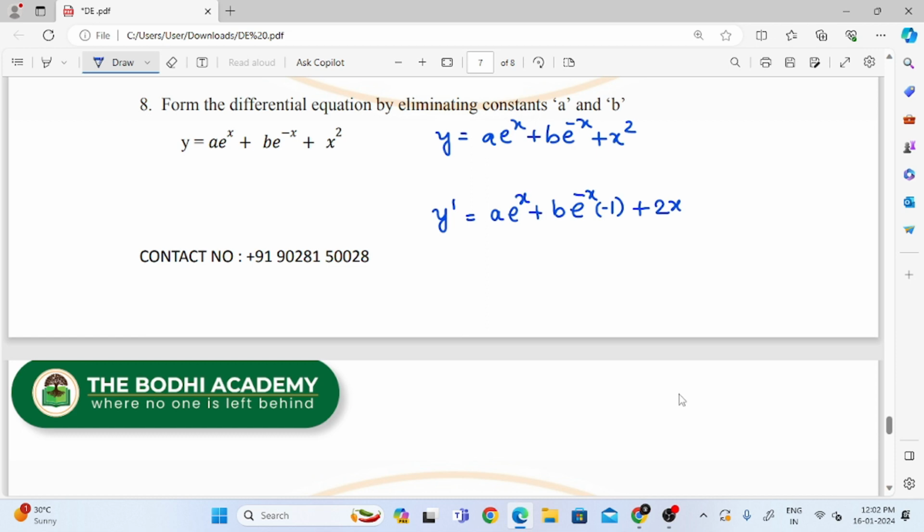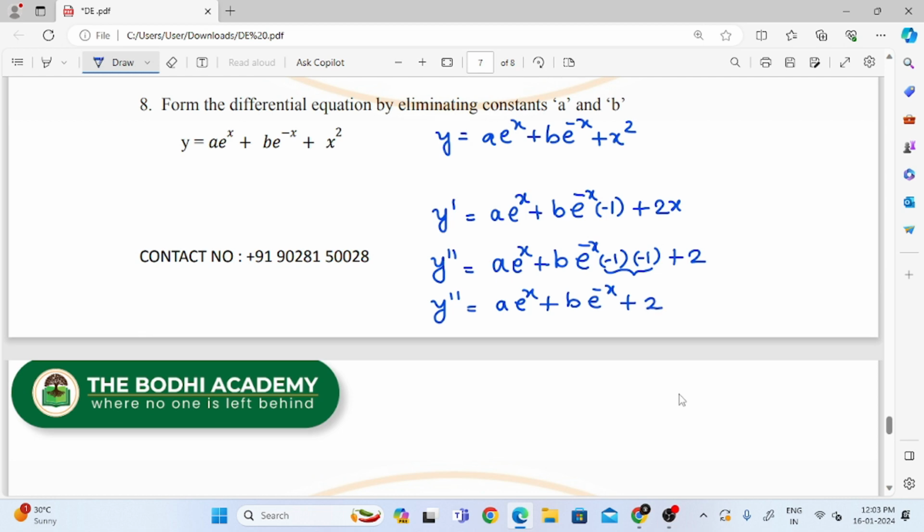Let's take the derivative one more time. So the derivative of y dash, that is y double dash, is equal to a, the derivative of e raised to x is e raised to x, plus b as it is e raised to minus x, and the derivative of minus x is minus 1, and one more minus 1 is there, plus the derivative of 2x, that is 2. So y double dash is equal to a e raised to x, and this minus 1 into minus 1 is plus b e raised to minus x plus 2.